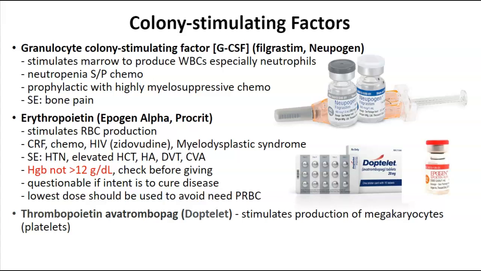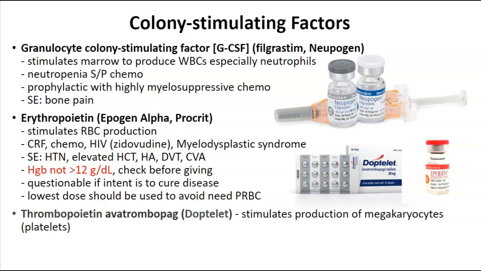And thrombopoietin, Doptelet, is actually a pill. It produces megakaryocytes, which are the precursor for our platelets. Oftentimes, you're not going to see this as a very common medication given, but you will occasionally give platelets. So there are some rules for giving platelets. The biggest one is that we don't give platelets unless they fall under 20,000.